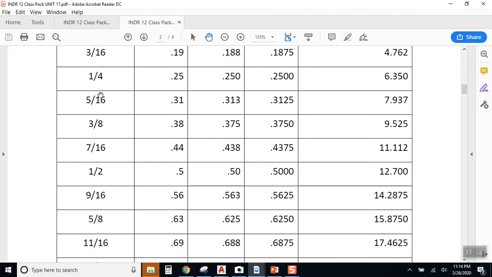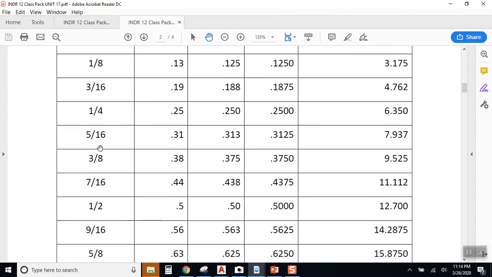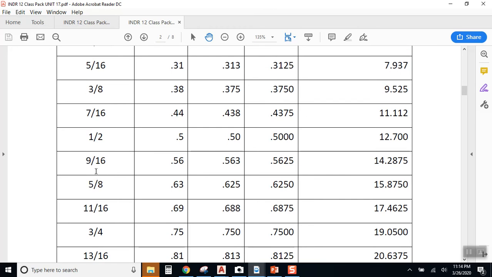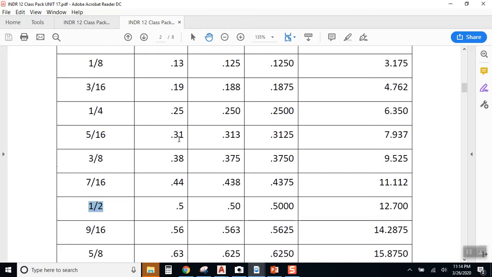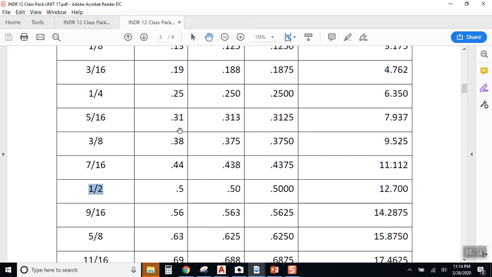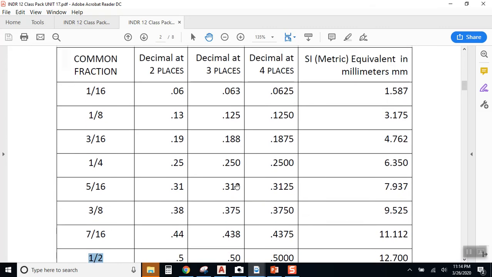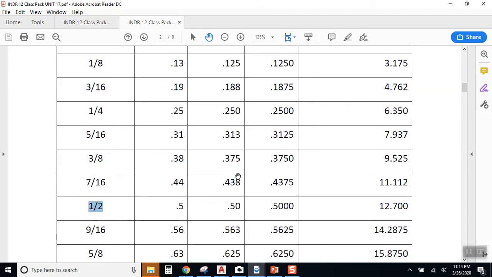Well, let's go down the left column here, and these are our common fractions. If we wanted to consider, for example, 1/2 of an inch, what is the decimal equivalent of 1/2? Well, it's 0.5. If we are rounding to two places, it is 0.50, and it is 0.5000 if we're going to 4 places. So look, the deal is 0.5 and 0.50 and 0.500 or 0.5000, they're all the same thing, right?